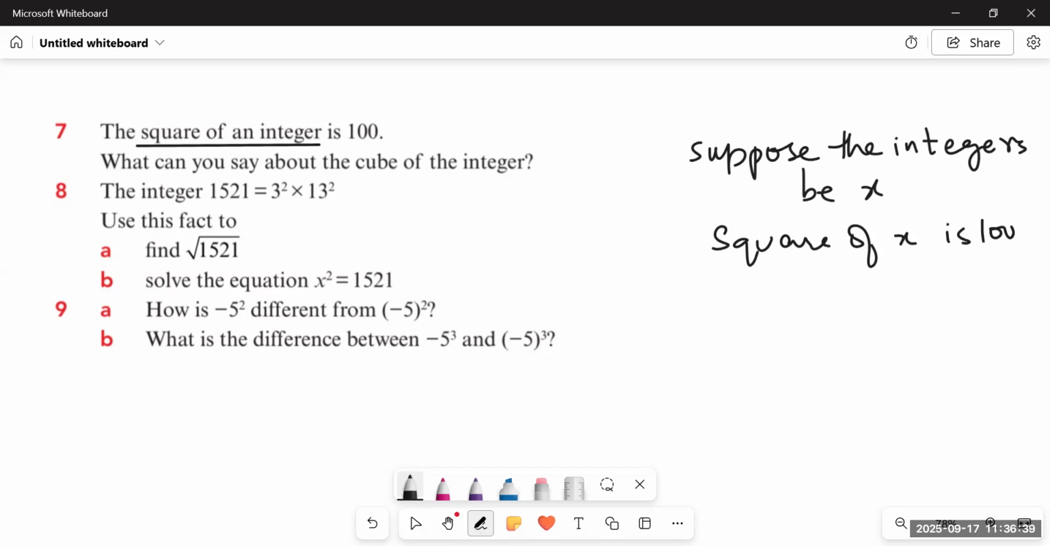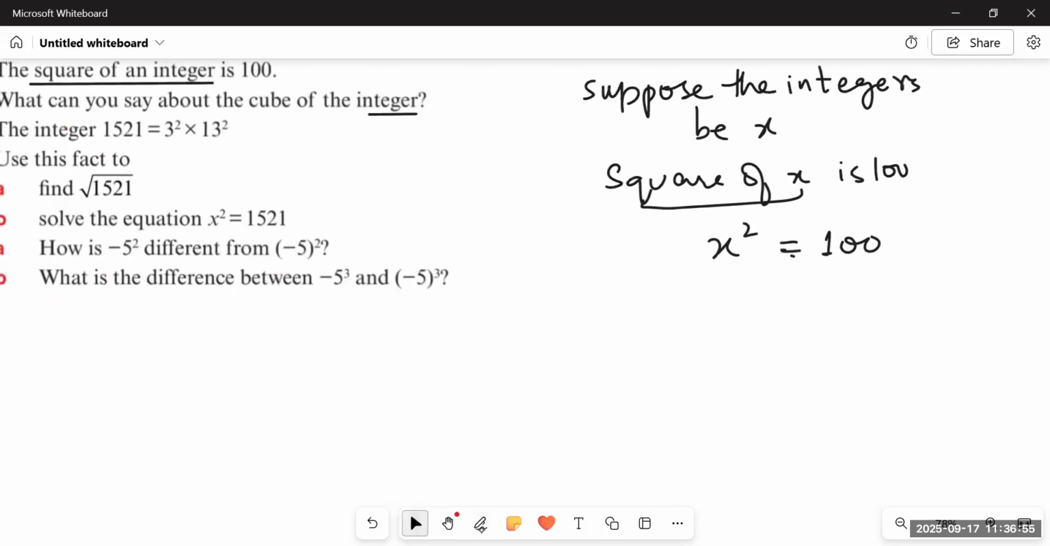What does it mean? Square of x means x square. Is means equals to 100. There is an integer. When we square it, it becomes 100. So what can you say about the cube of that integer, about x cube? First of all, we have to find out the value of x, and after that we will find out its cube as well. So how can we find the value of x? By taking a square root on both sides.